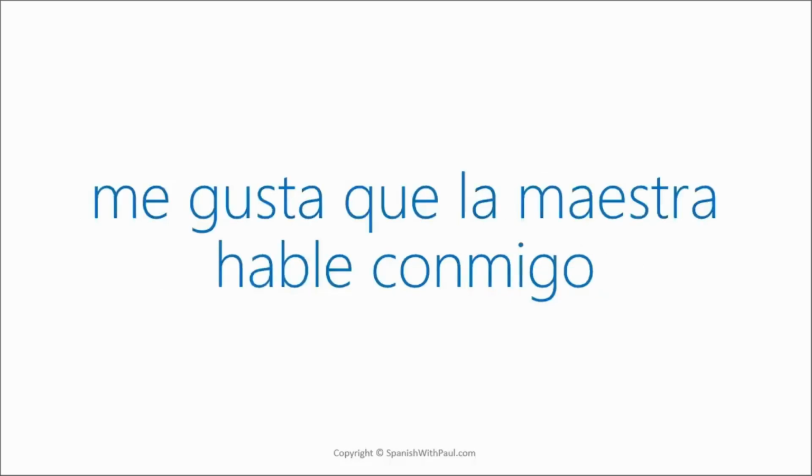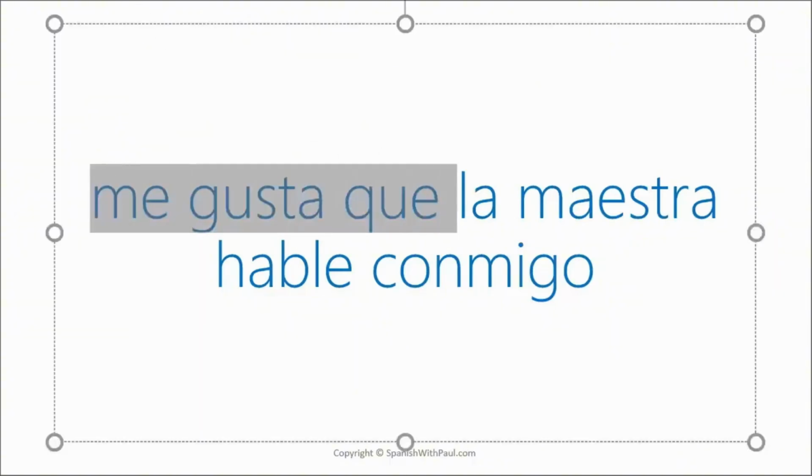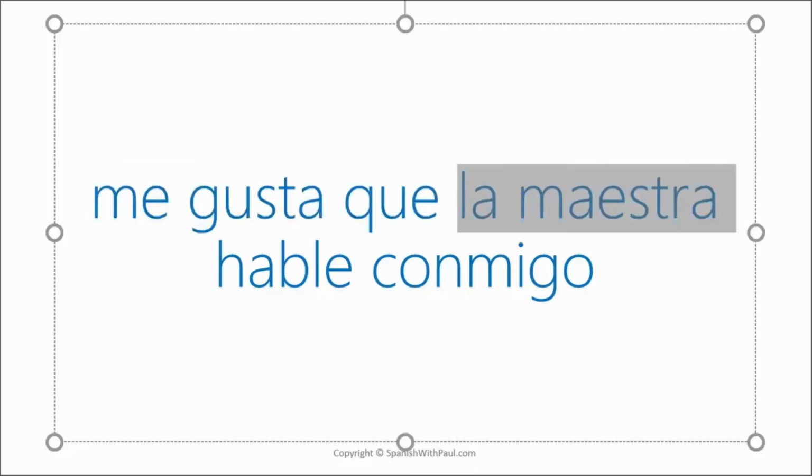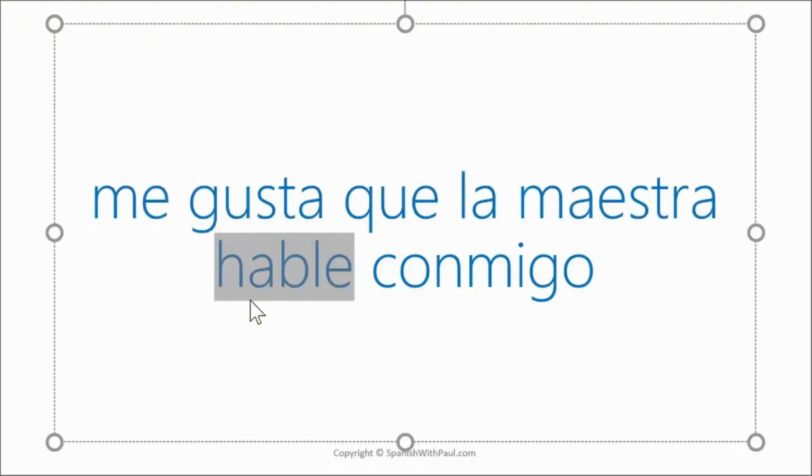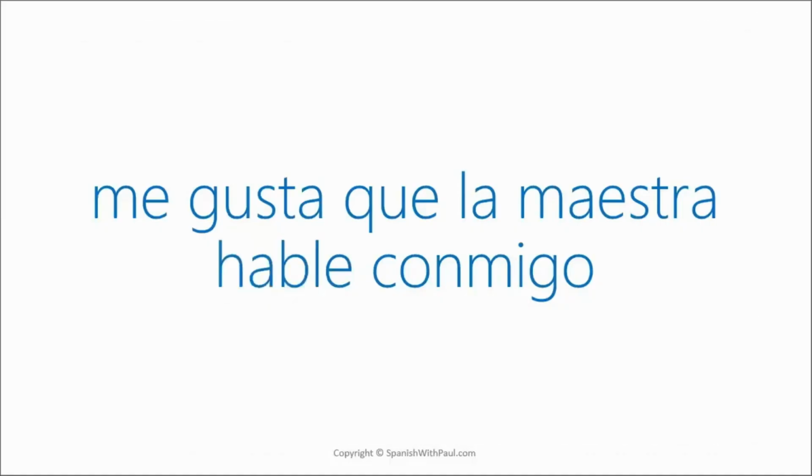Me gusta que la maestra hable conmigo. Here we have our trigger, me gusta que, followed by a specific person, the teacher, la maestra. This triggers the subjunctive, so we get hable, and finally conmigo. Me gusta que la maestra hable conmigo.